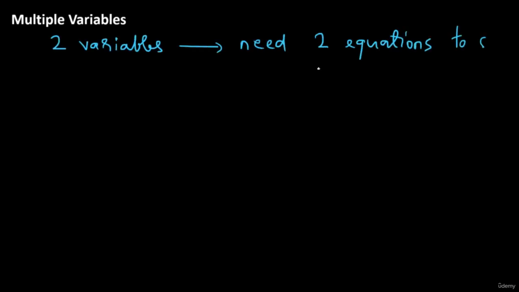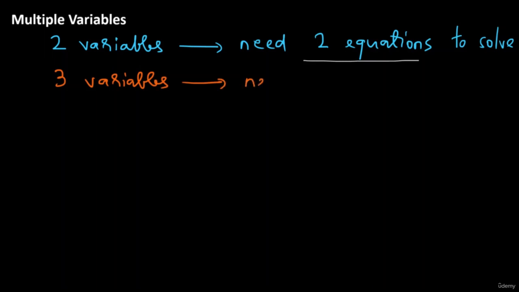Hi students, in this video, let's discuss linear equations with more than one variable. Now, if you have two variables, you will need two equations to solve and find the value of the variables. Similarly, if you have three variables, you will need three equations to solve them. Now let's understand both of these and how to proceed in these scenarios, taking examples.